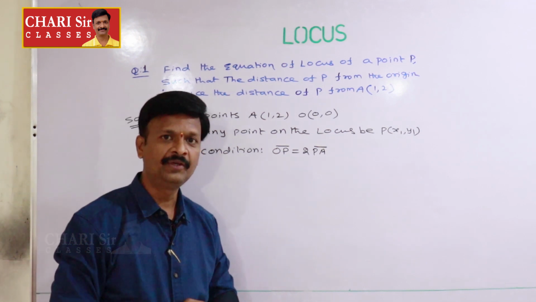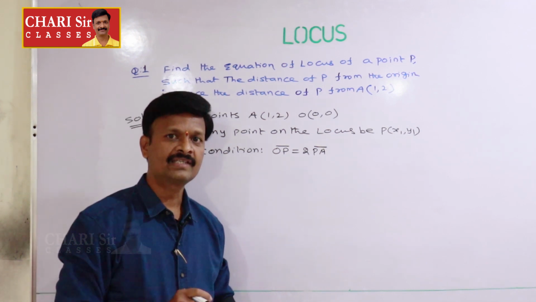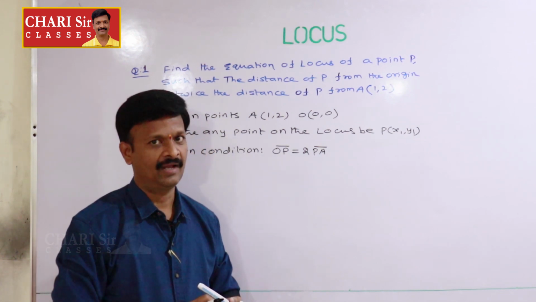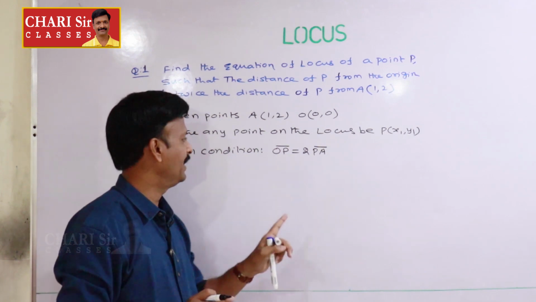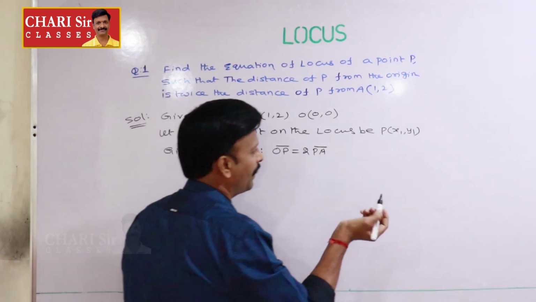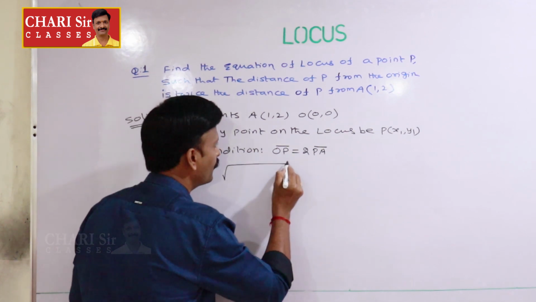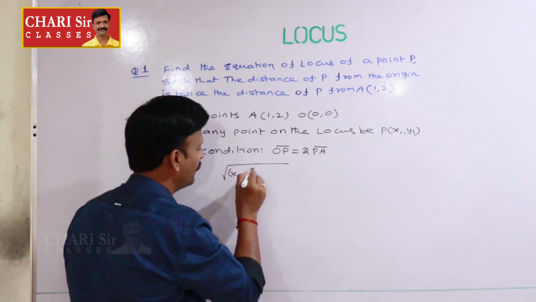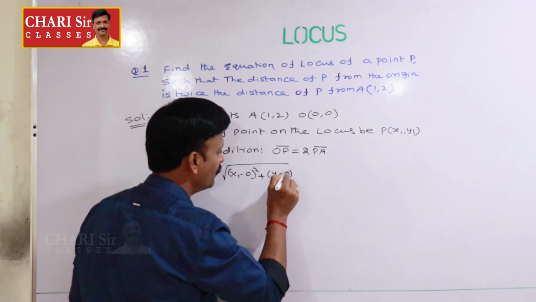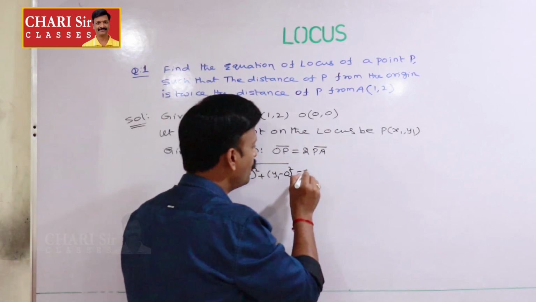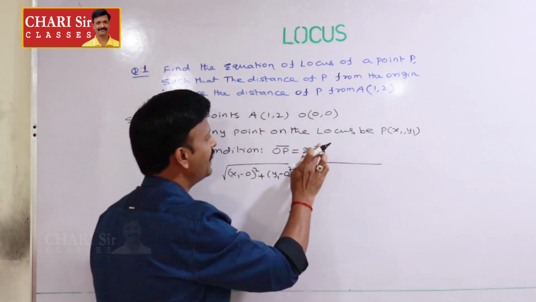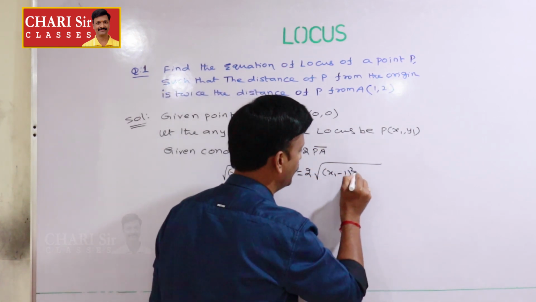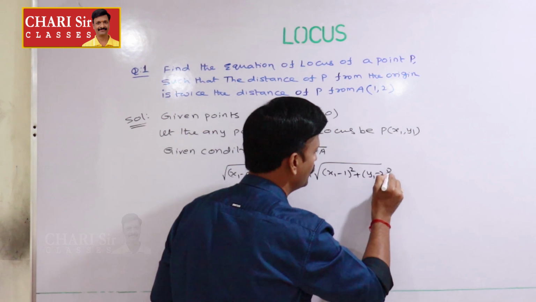What formulas do we use in locus? Generally in locus we use the distance formula, the area of triangle formula, and the section formula. So here we apply the distance formula. We know that root of (x1 minus 0) whole square plus (y1 minus 0) whole square is equal to 2 into root of PA, the distance between P and A, that is (x1 minus 1) whole square plus (y1 minus 2) whole square.